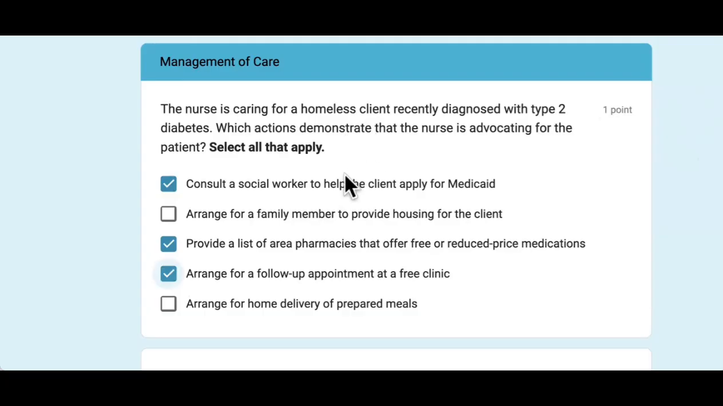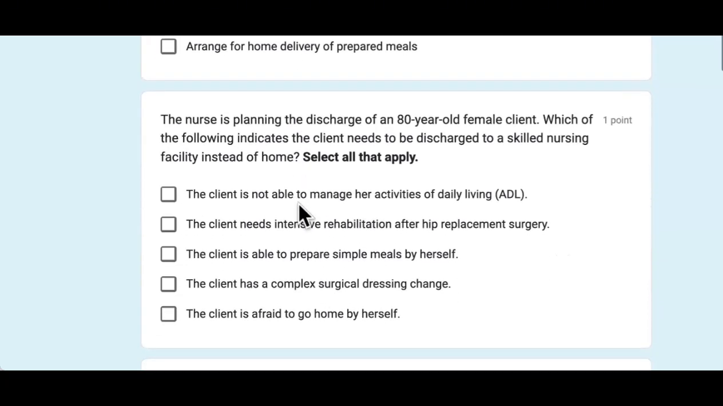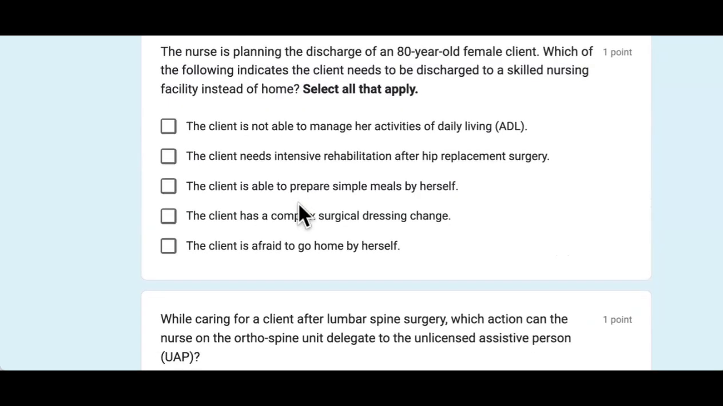I'm going to keep these marked answers, and then we're going to go over them all. Hopefully we will have time. I'm going to speed us through, and hopefully we'll have time to go over them and then talk a little bit about rationale. All right, let's take a look at another question here that's in the management of care category.